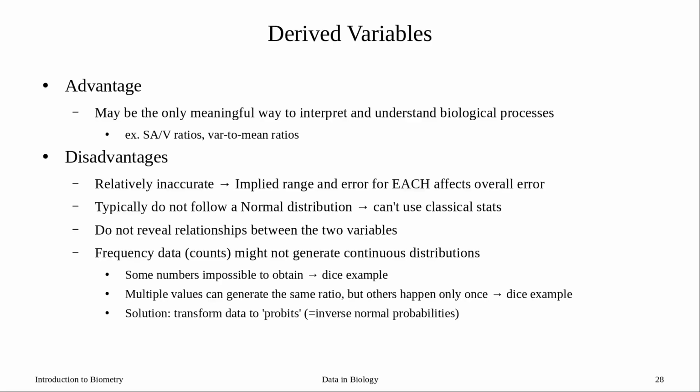Now, if we do have frequency data, one thing that we could do is transform the data using probits, which is an inverse normal probability, to kind of fix some of the problem. Are we going to do this? No, but you might need it for a graduate project or for an honors project. And if you do, then I can help you out, and we can go into a little bit more detail of what is happening.